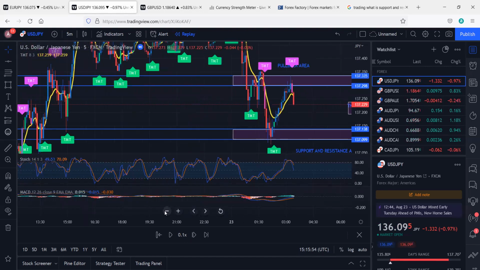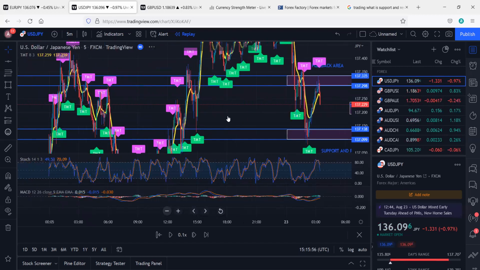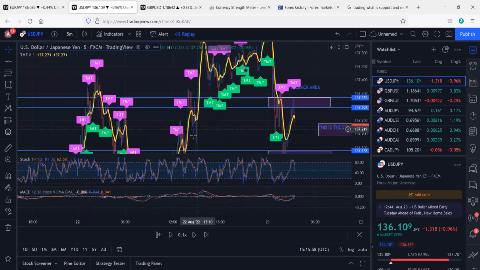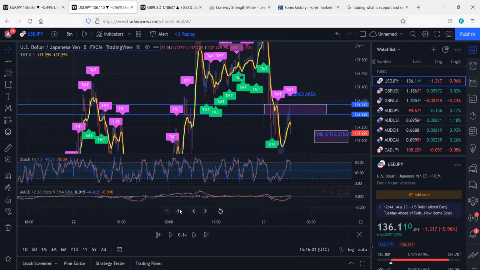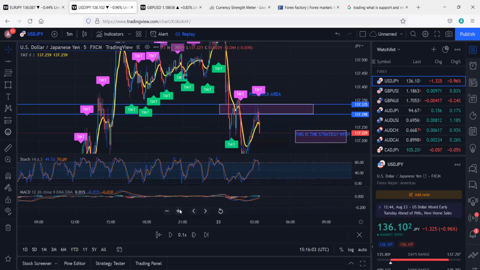I'm going to give another demonstration on how I find these areas. You may ask, Ali, how did you find this pullback area? Well, ladies and gents, the way I found this area is, just give me a second.